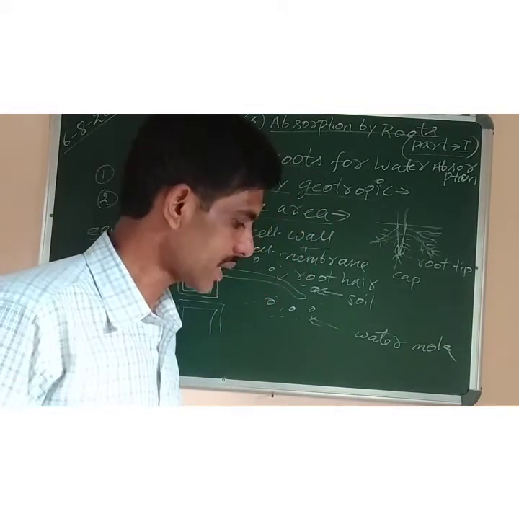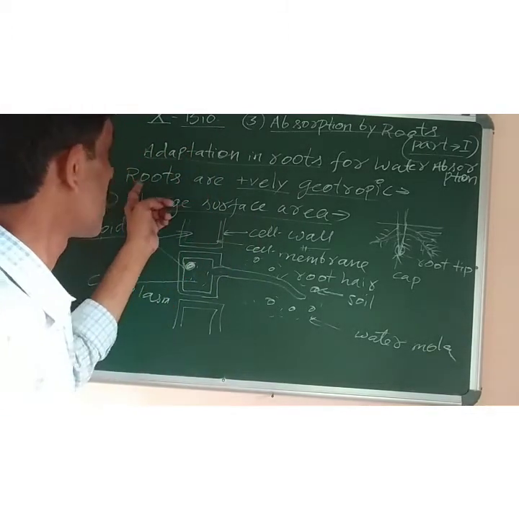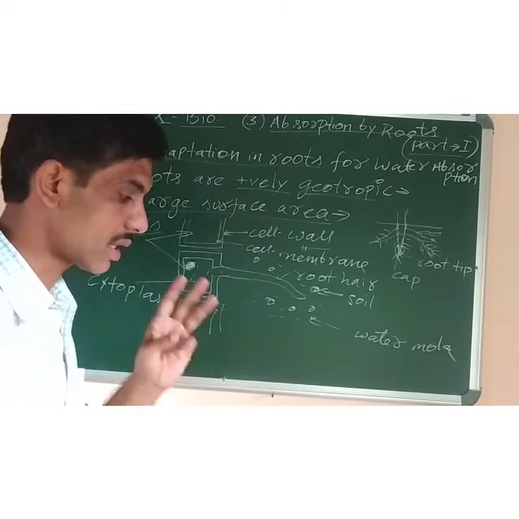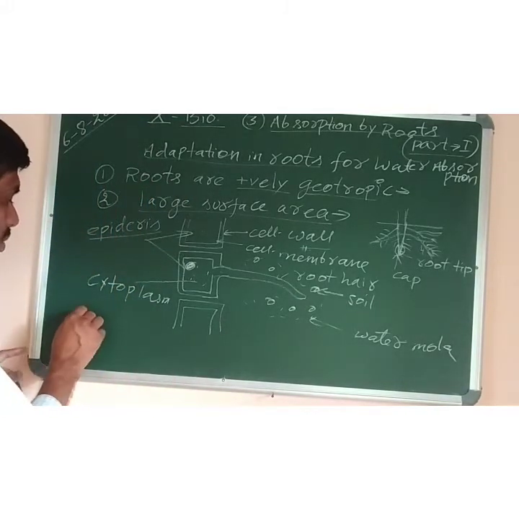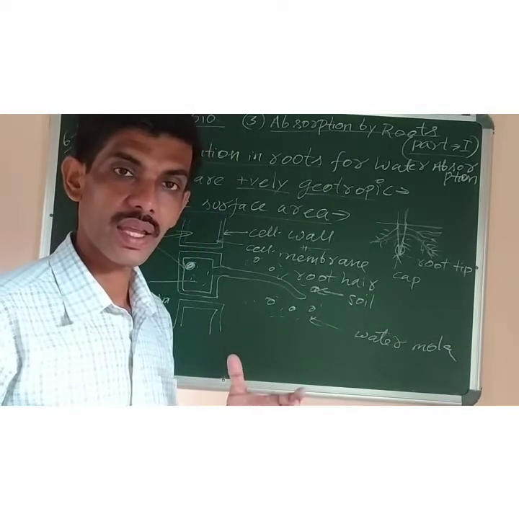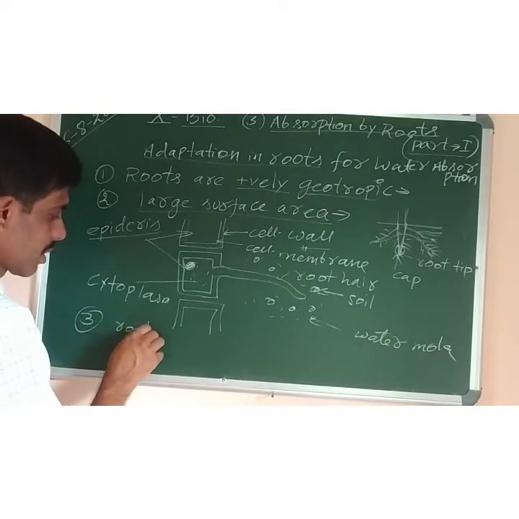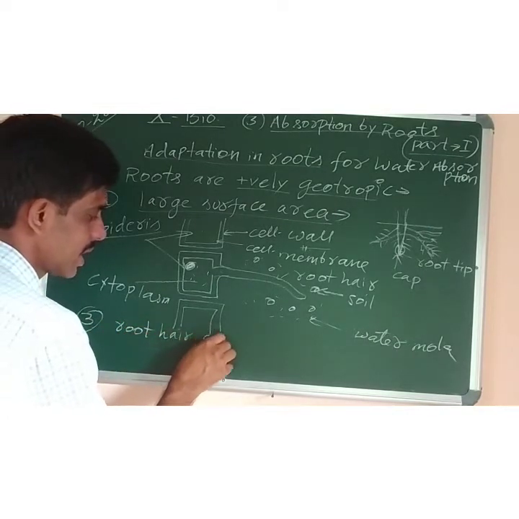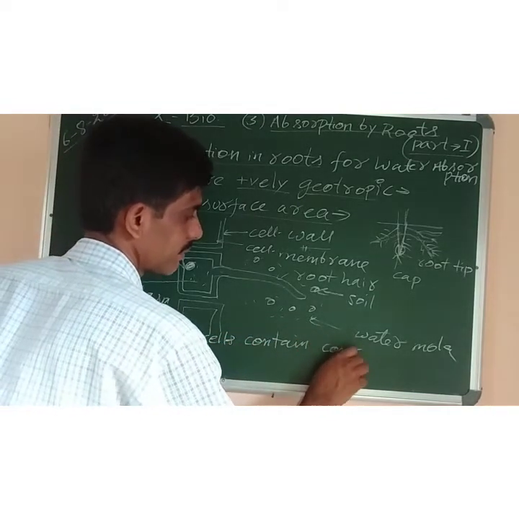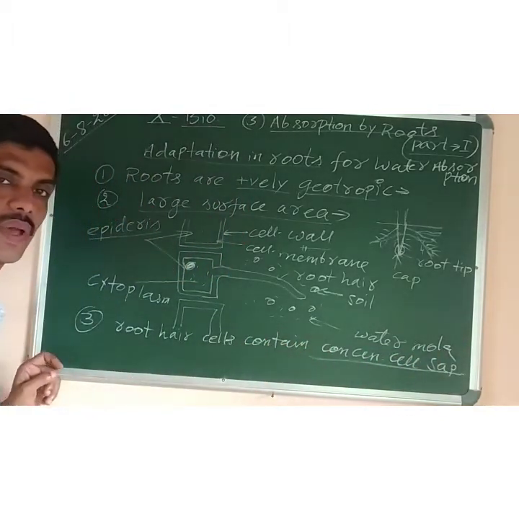Okay. Now next we have to draw the third point. Two points we already said: adaptations in roots. Roots are positively geotropic. They have a large surface area. The third point which you need to understand is that root hair cells contain concentrated cell sap. Now what is the meaning of this, and how does it help in the absorption of water?